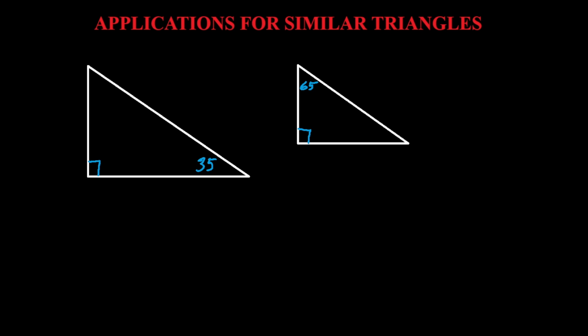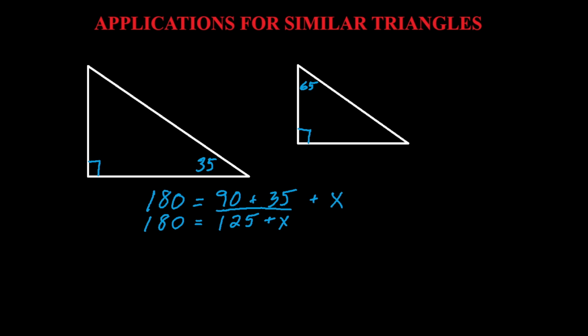Well, if they're similar, then all three angles must be the same. So the three angles, 90 plus 35 plus the unknown angle, must equal 180 degrees. We add the 90 plus 35, which gives us 125 plus x, then we subtract 125 from both sides. We see that x is 55 degrees. Well, if this angle up here is 55 degrees, then these two angles over here are going to be 25 and 65, so these are not similar triangles.